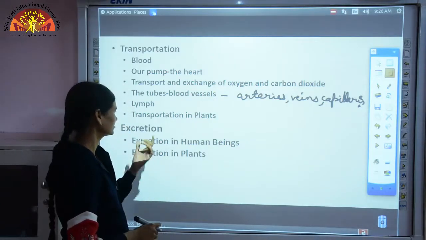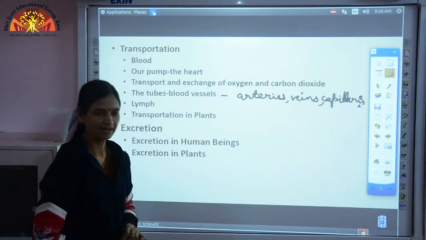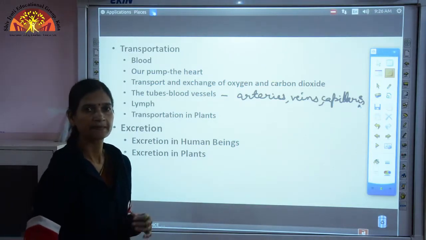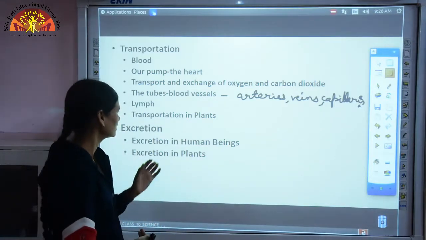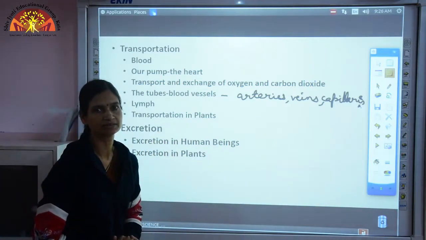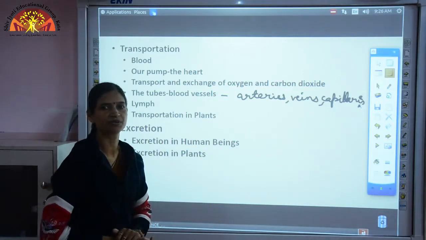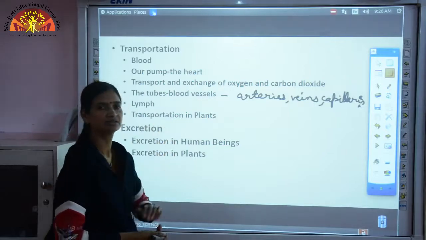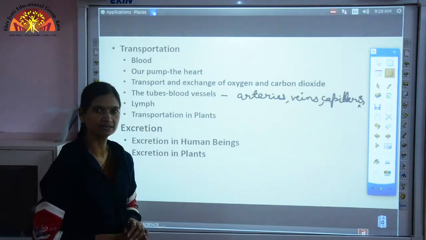Now we will talk about the next topic, that is excretion. Excretion is the process by which, in our body, various harmful substances are also formed. So when the harmful substances are accumulated in the body, they can harm us. So it is required to be removed. So excretion is the process with the help of which we can remove the waste material of the body. Now we will talk about excretion in human beings.